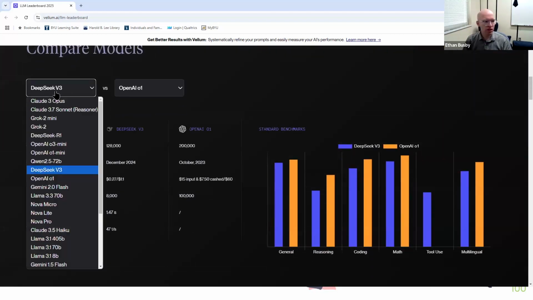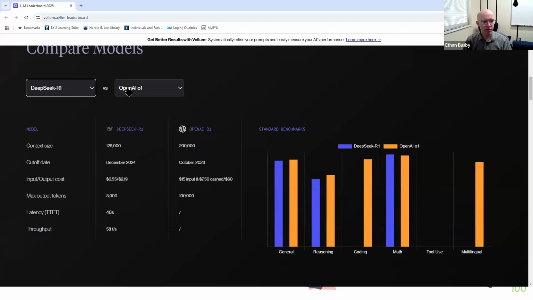So maybe we want to compare, I'm going to choose, let's see, on their list here, Deepseek R1. This is the more recent Deepseek model. Maybe we want to compare this to OpenAI's more recent reasoning model and see which of them performs better on a series of benchmarks. And this here also will tell you the amount of context, that is to say how much you can give it, the cutoff date for its training data, how much it costs, how many tokens it can give you in response. And you could even compare some of those things here and other things too.